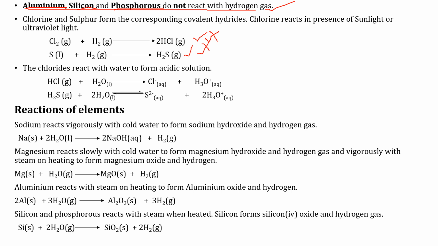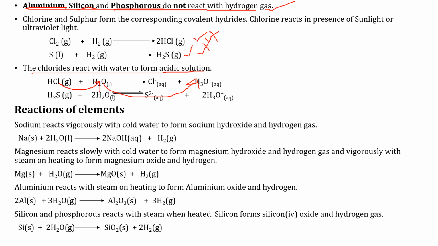That's why we are giving a continuation that the chlorides react with water to form acidic solutions. Now these are ionic equations, implying that they just ionize in solution. When these ionize, they are going to release protons. Now the protons react with this water. Hydrogen ion reacts with this water. That's why we form a hydroxonium ion. This is called a hydroxonium ion.